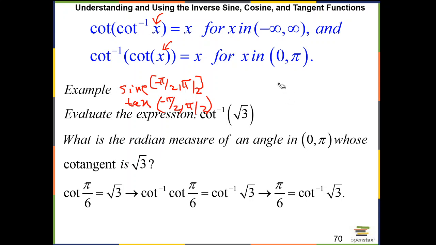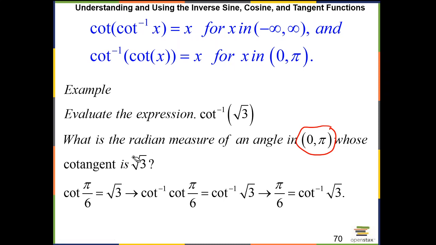And for cosine and cotangent, the restricted domain would be 0 to pi. For cosine they're included, and for cotangent, they're not included, right? So those are the restricted domains. Okay, now what does this mean? Again, it means what's the radian measure of an angle in this region whose cotangent is the square root of 3. Okay, and that is pi over 6.